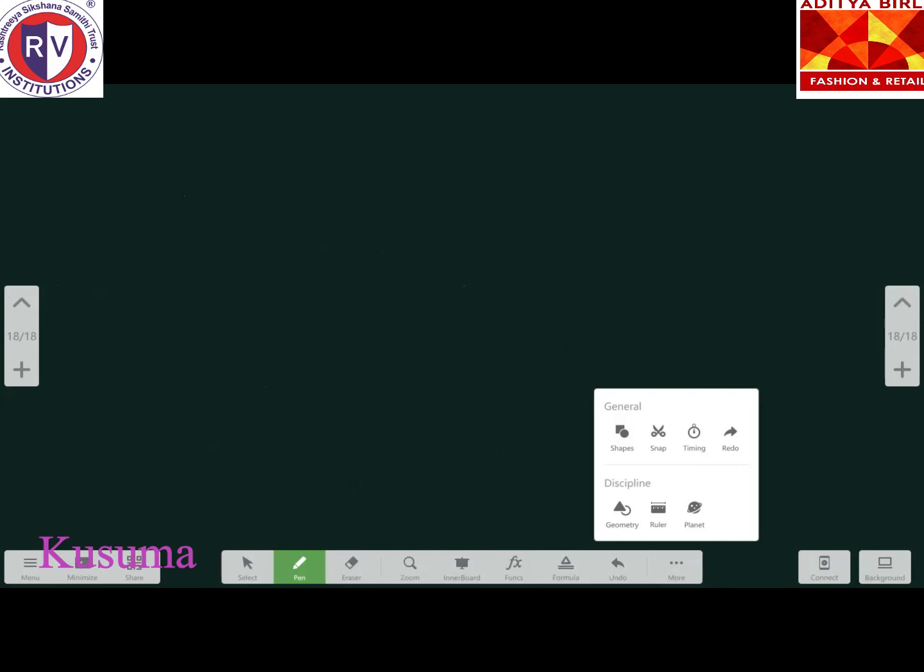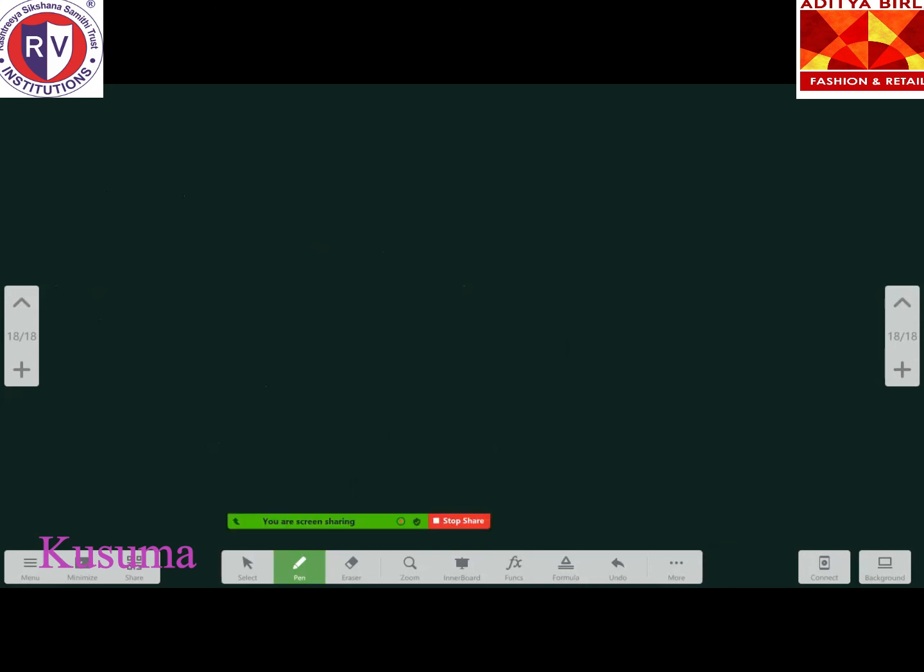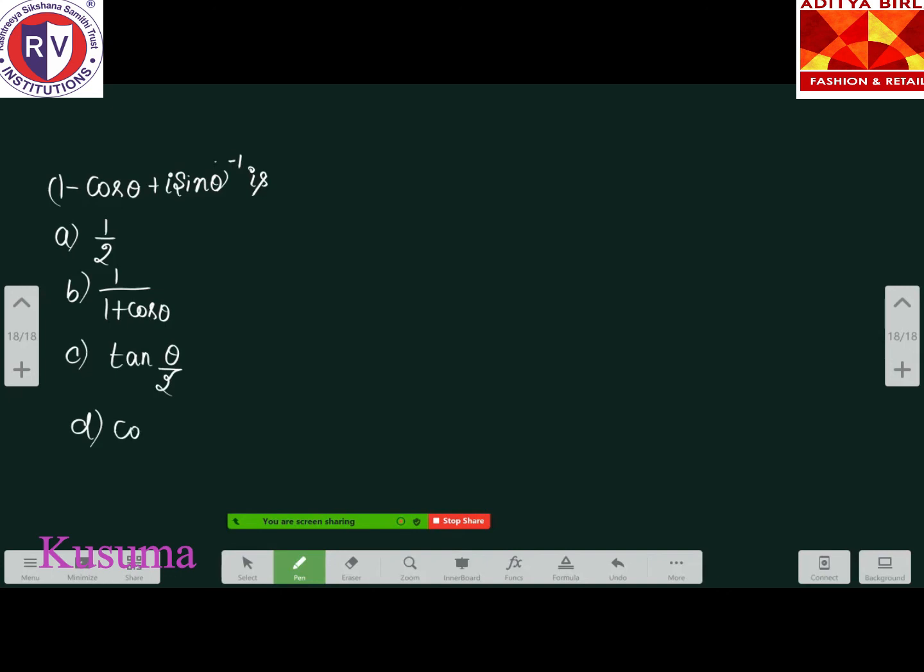Look at the next question. The real part of (1 minus cos theta plus i sin theta) inverse is: option A, 1 by 2; option B, 1 by 1 plus cos theta; option C, tan theta by 2; option D, cot theta by 2.